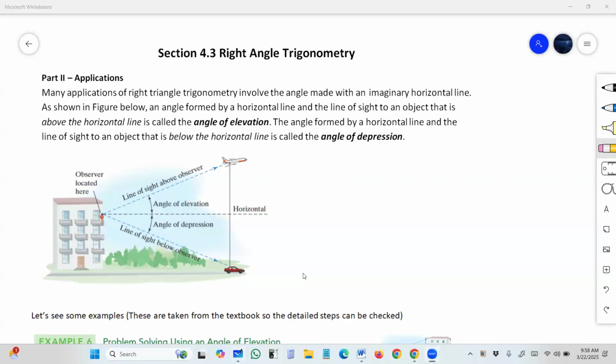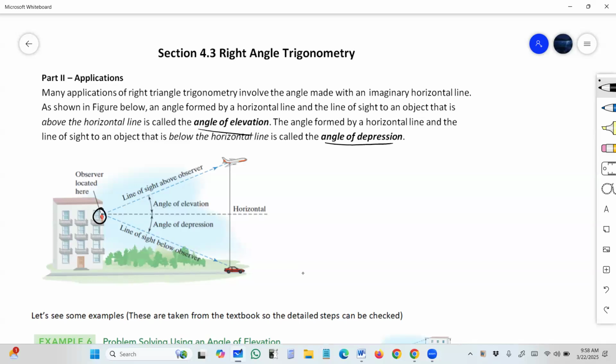Hi, hello everyone. So this is the video dealing with section 4.3, right angle trigonometry, and this is the second part of the section dealing exclusively with these applications that we're going to see. Now, we're only going to see one type of application. There are two types of problems involved, and it's dealing with what we call angle of elevation and angle of depression.